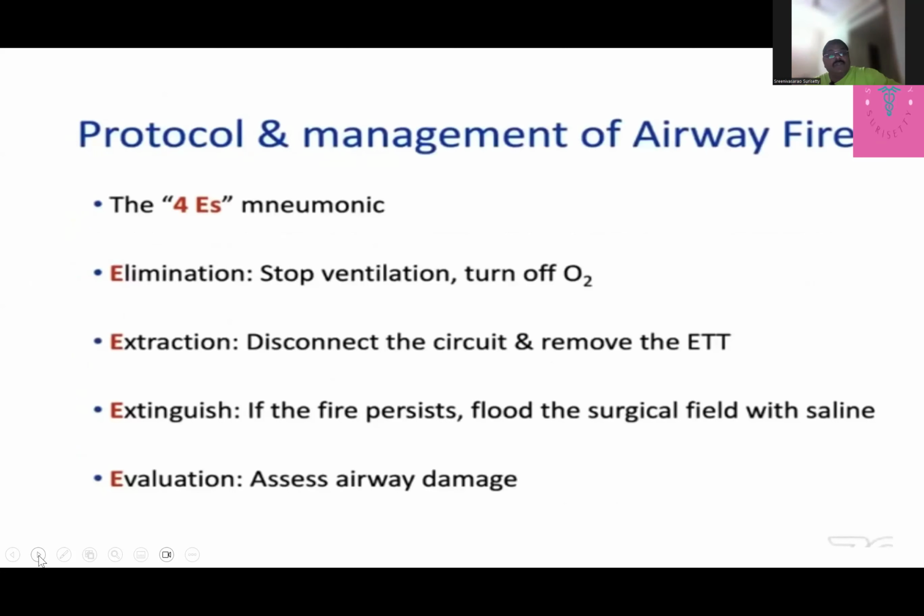So what is the protocol for management of airway fire? The four E's are a mnemonic. First is elimination: stop the ventilation if you are suspecting a fire, and turn off the oxygen. Extraction: disconnect the circuit and remove the endotracheal tube. Then you have to extinguish: if the fire persists, flood the surgical field with saline. Then evaluation: assess the airway damage. These are the four E's that you have to follow whenever an airway fire occurs: elimination, extraction, extinguish, and evaluation.